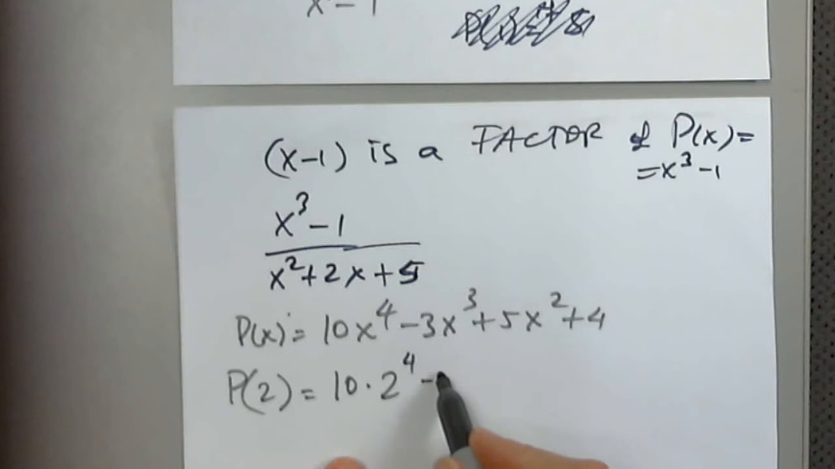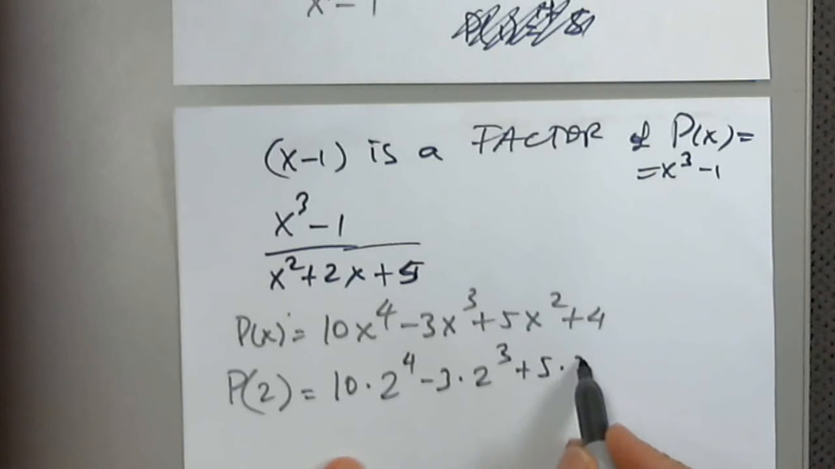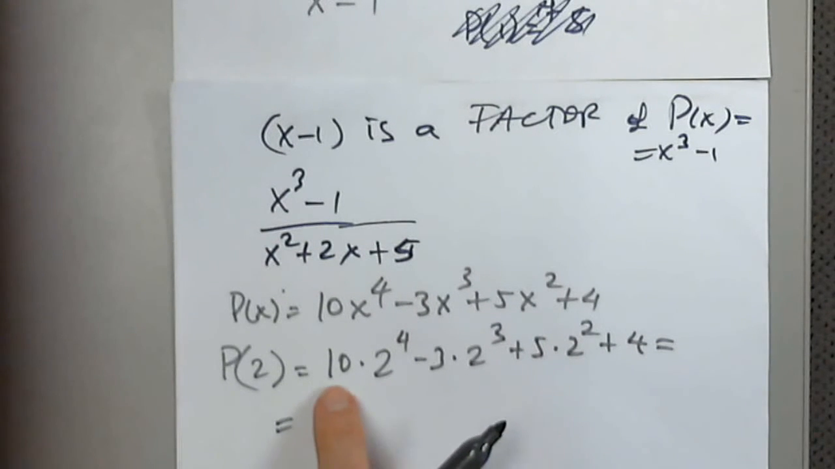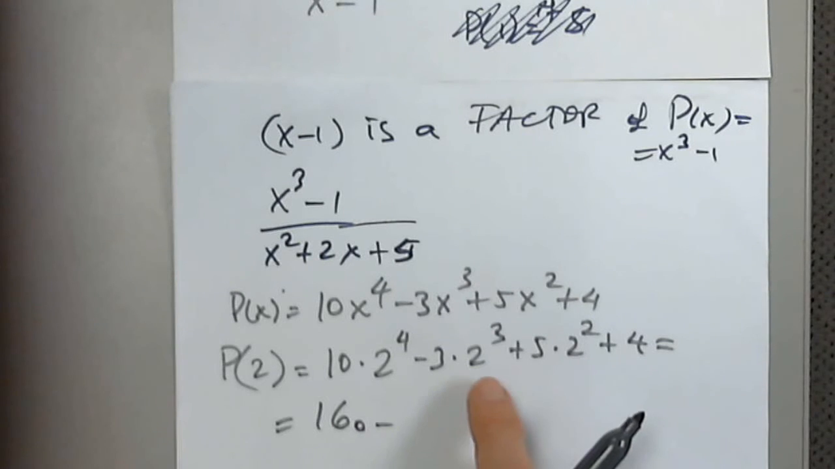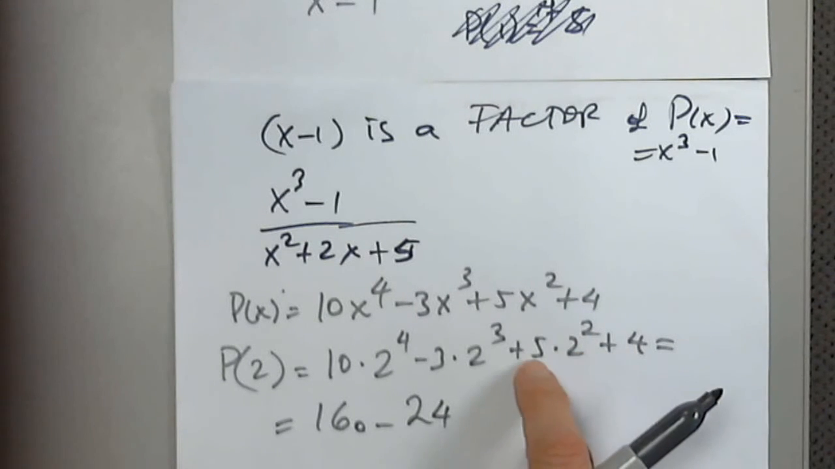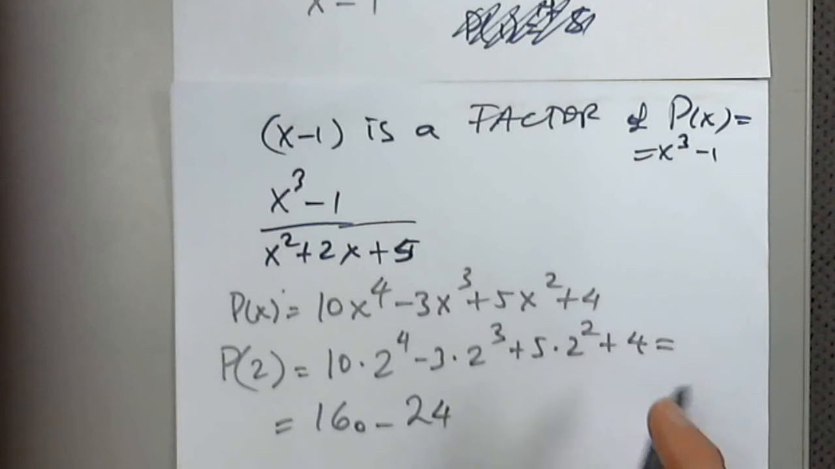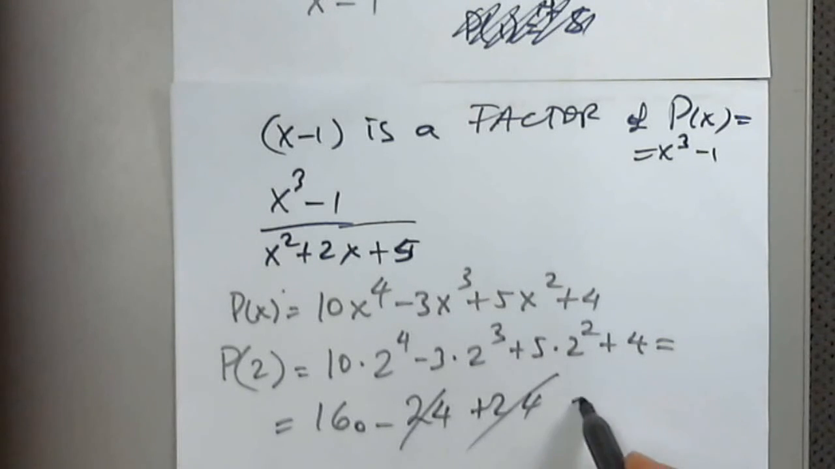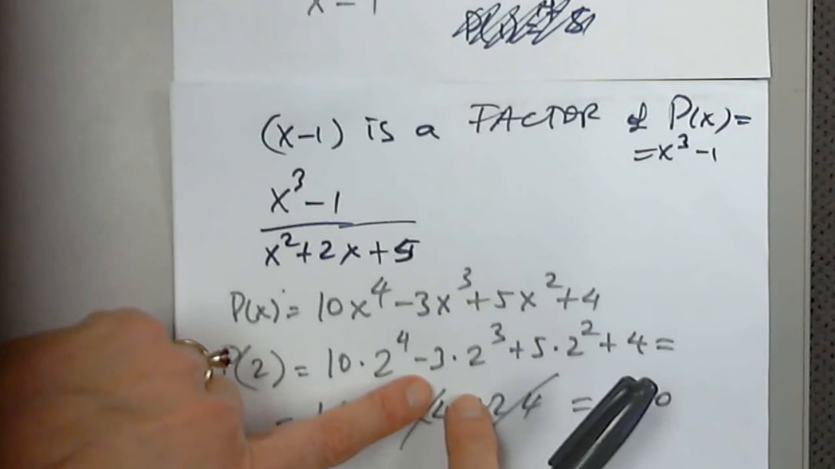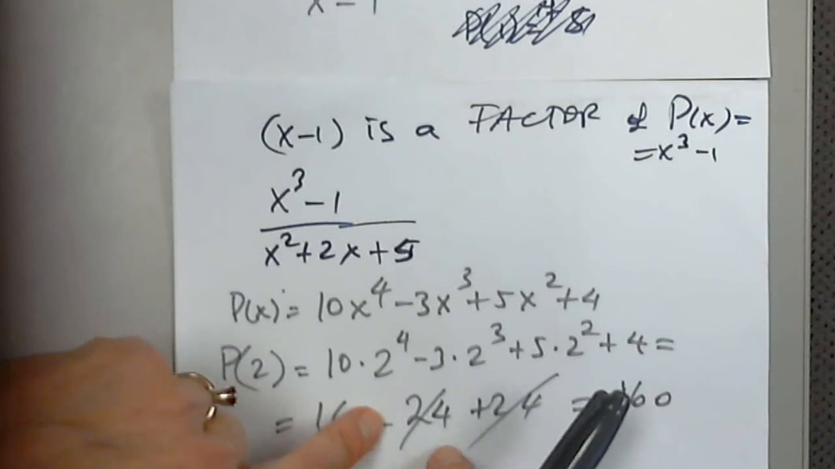10 times 2 to the 4th minus 3 times 2 to the 3rd plus 5 times 2 squared plus 4. 2 to the 4th is 16. 16 times 10, 160. 2 to the 3rd, 8. 3 times 8, 24. 2 squared, 4. 4 times 5, 20. 20 plus 4, 24. What is the answer? We got 170. Yes. Okay, I messed up here. So it's 163, 24.